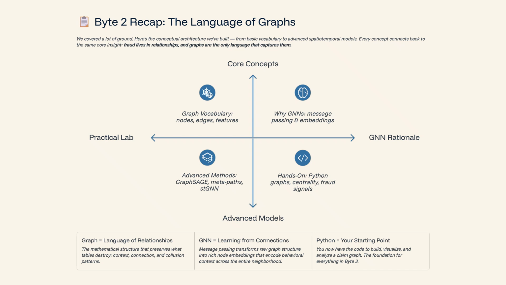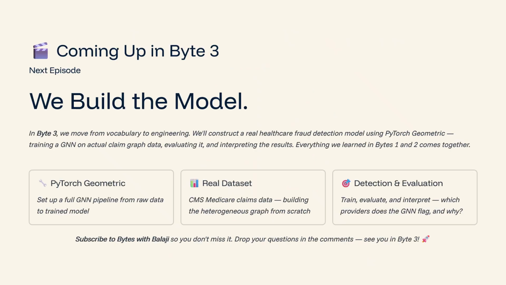So there are three key ideas to walk away with. Graphs are the language of relationships. They preserve what flat tables destroy: context, connection, and collusion patterns. GNNs learn from connections. Message passing transforms raw graph structure into rich, behaviorally informed node embeddings. Python is your starting point. You now have working code to build, visualize, and analyze a claim graph. That's the foundation for everything in our next coming episodes.